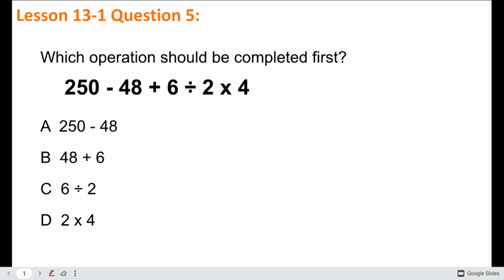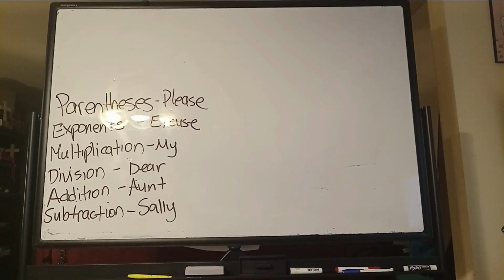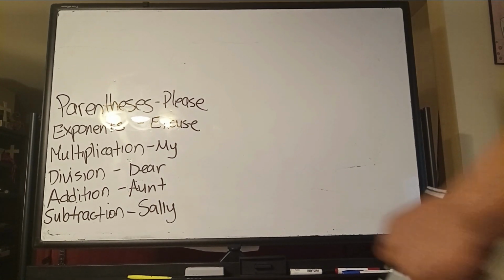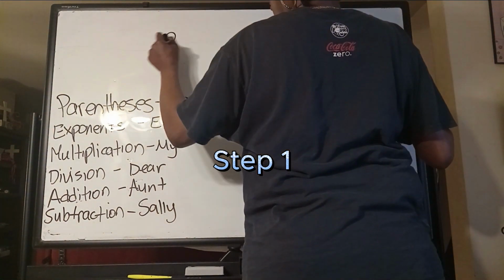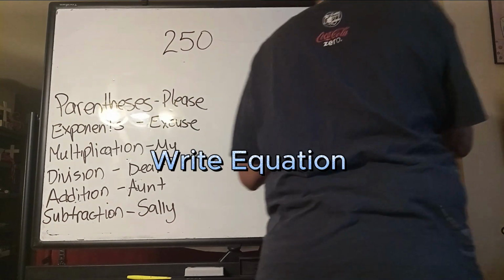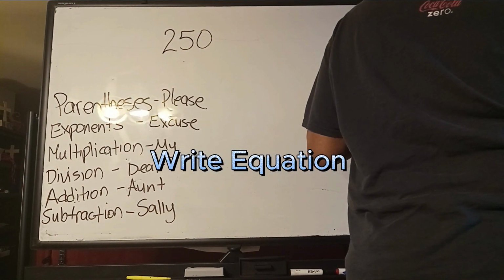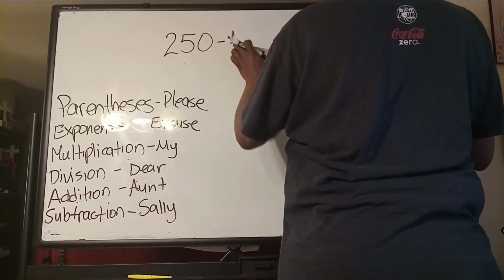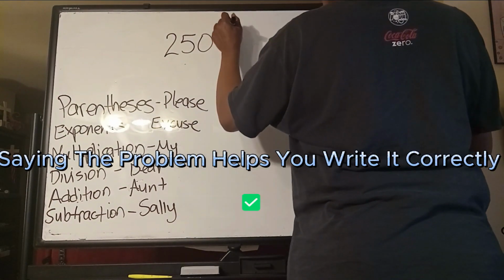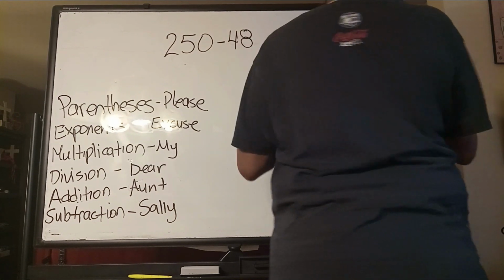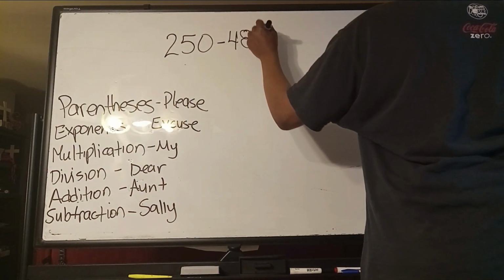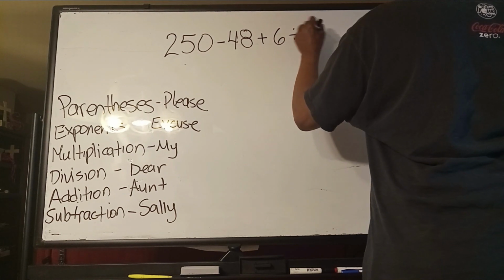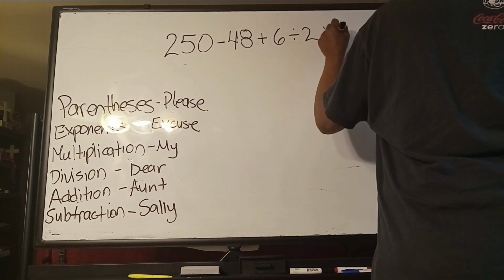Which operation should be completed first? 250 take away 48 plus 6 divided by 2 times 4. All right, so for this one, again, it's just going to ask you which part do we do first, which operation should be done first. And so we're just going to write the problem, 250, take away 48, plus 6 divided by 2 times 4.